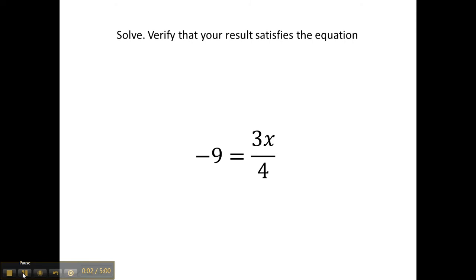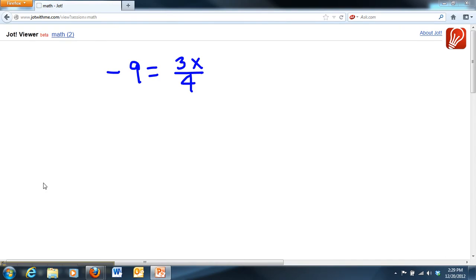Solve and verify that your result satisfies the equation. And the equation that we're given is negative 9 equals 3x over 4. So what we want to do is solve this equation. In other words, find a value for x that makes this a true statement. To do that, we want to get x all by itself on one side of the equal sign.